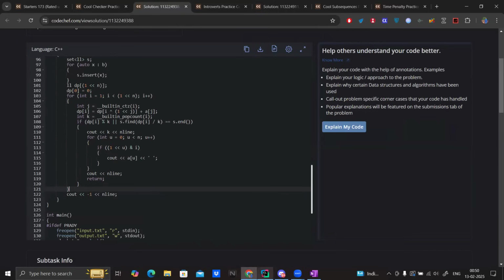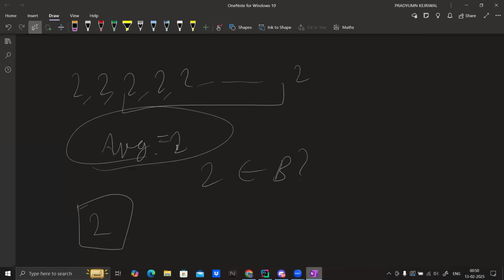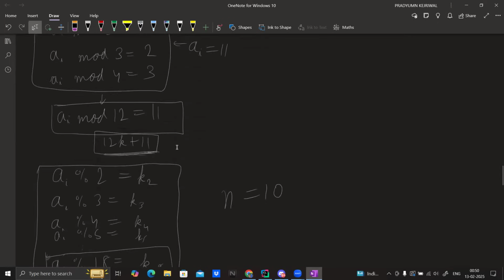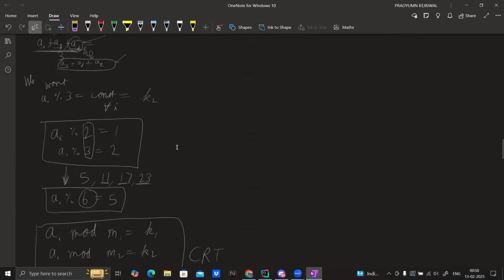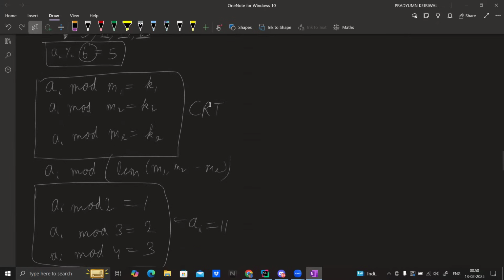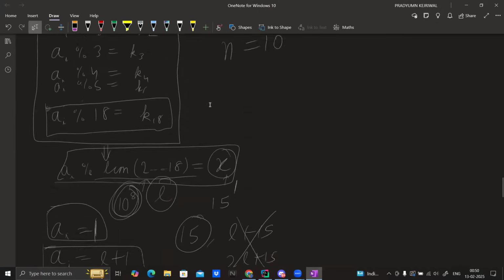And also, if you don't know CRT, the Chinese remainder theorem, then this problem is kind of difficult for you. So I think you should study this Chinese remainder theorem first, and then again try this problem.